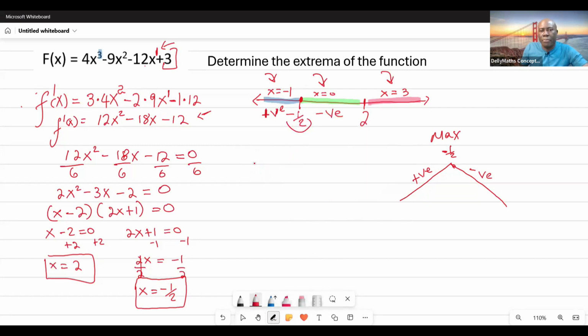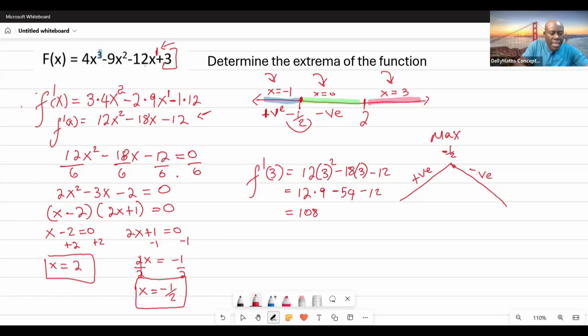All right, so we're going to try f prime of 3. So it's going to be 12. This is our derivative function. 3, we're going to square minus 18 times 3 minus 12. All right, so this is going to be 12 times 9 minus 54 minus 12. Right? So 12 times 9, 108. So this is 108. And 108 minus 54, then minus 12. We're getting a positive 42 here.